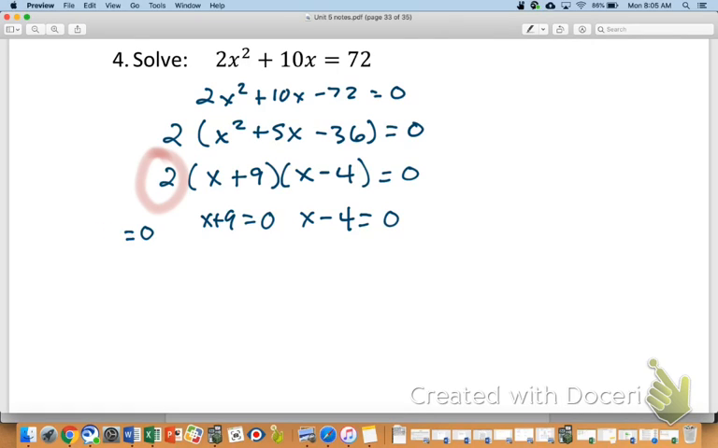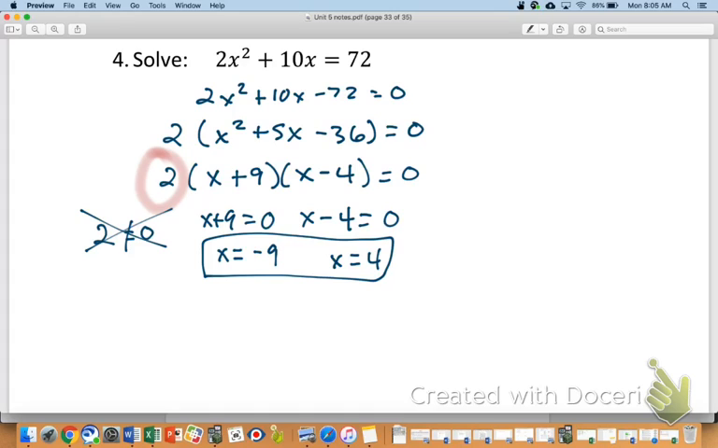Hopefully you'd eventually end up at this right here and say, wow, well, x minus 4 equals 0 whenever x equals 4, right? And x plus 9 equals 0 whenever x equals negative 9. When does 2 equal 0? Never. It never does. And so this is not going to produce any kind of a solution. It would just be these other 2 factors that had variables in them that will produce a solution. So we'd get 2 of them, positive 4 and negative 9, for your 2 solutions.